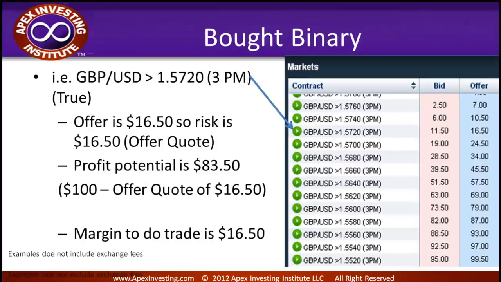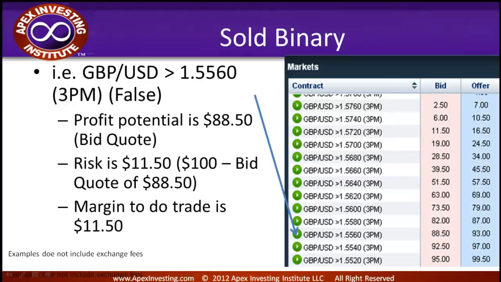To look at an example of buying a binary, if I went in and bought the 1.5720 binary, I'd be saying that statement is true, that it'll be greater than 1.5720 at 3 o'clock. Now, of course, I can close it out before expiration. Right now, the offer is $16.50, so the risk is $16.50. When I buy, the offer side is my risk. My profit potential is the difference between $100 and the offer quote. So $100 minus $16.50 is $83.50 profit potential. The margin to do the trade is $16.50.